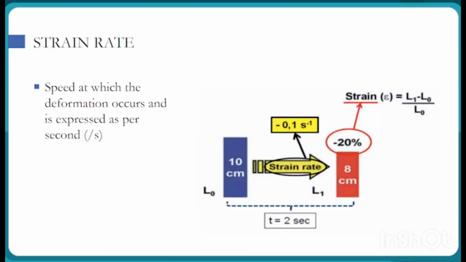Strain rate is the speed at which the deformation occurs and is expressed as per second. For example, an initial myocardial fiber of length 10 centimeters shortens to a length of 8 centimeters over 2 seconds. So the strain rate becomes 1 centimeter per second.